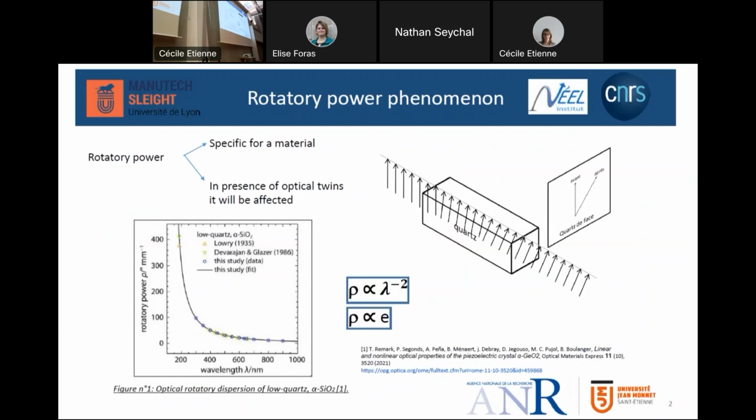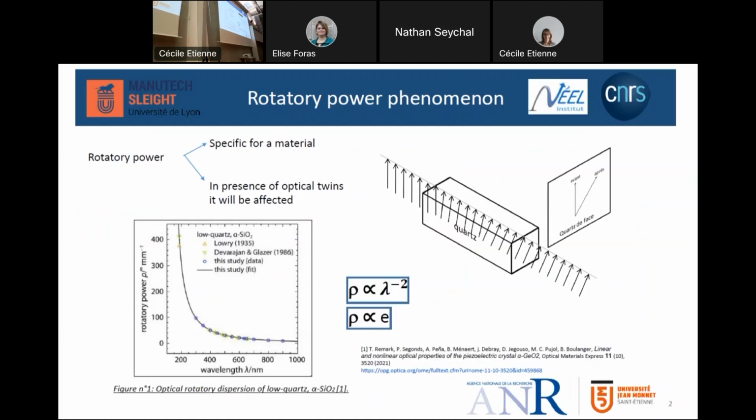Firstly, and briefly, I will be talking about the notion of rotatory power. It is a property of materials. It corresponds to their ability to rotate the plane of polarization of light which passes through them. At the end, we have a shift in angle when we compare the plane of light before and after it passes through the material.